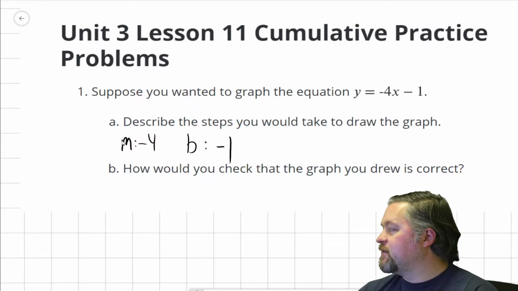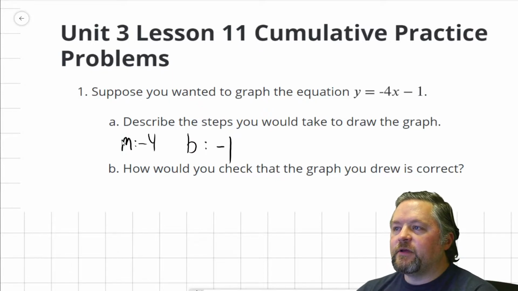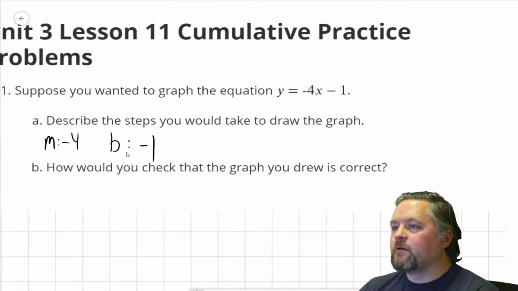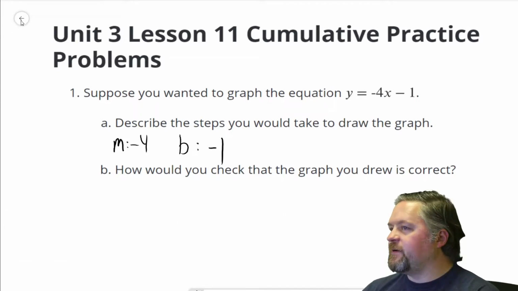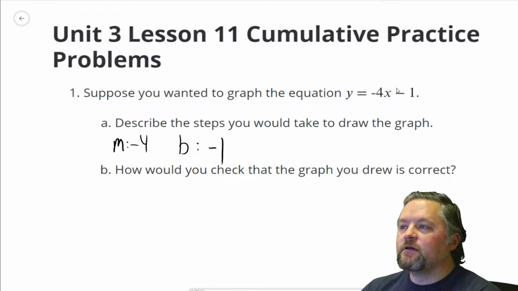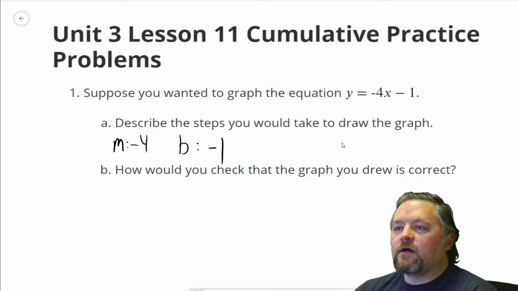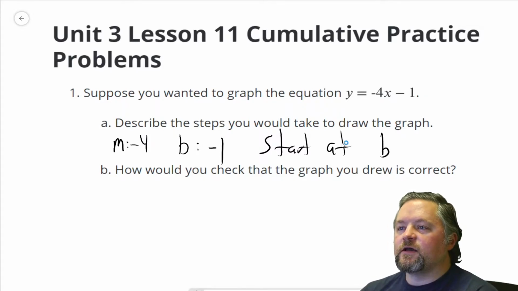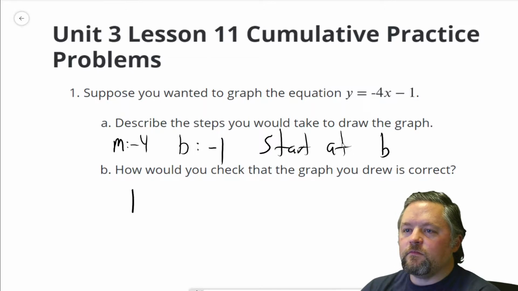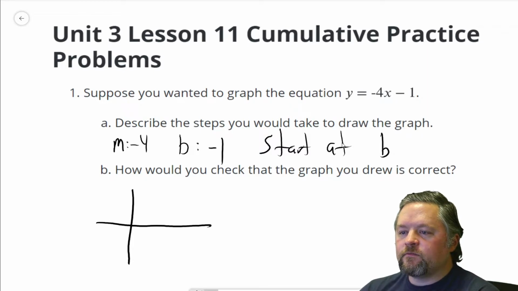Make sure we're paying attention to signs, because this should be plus b. Subtracting a number means the b is negative. Then I would start at b. Start at the y-intercept. b is negative 1.